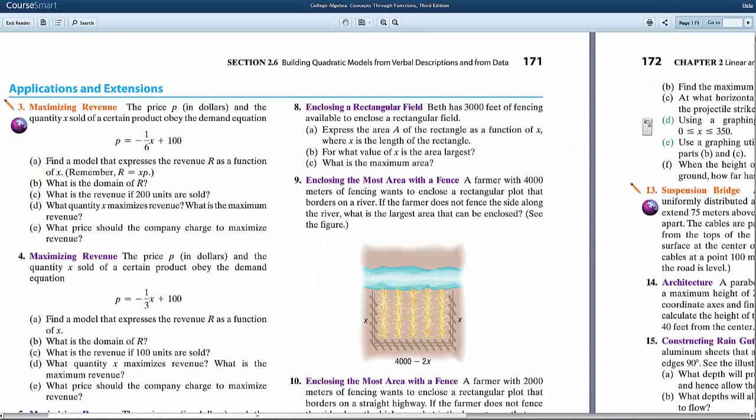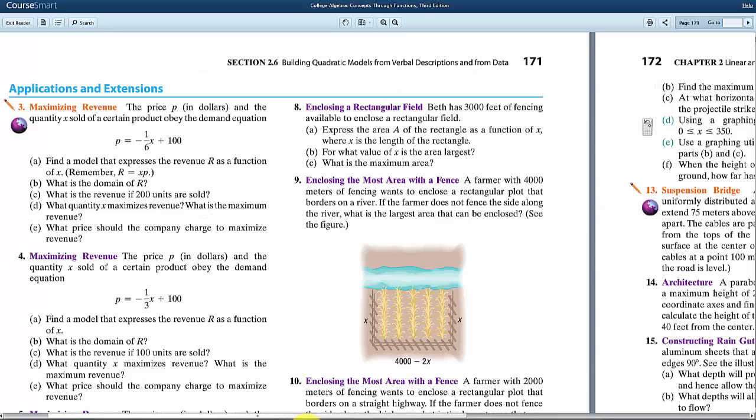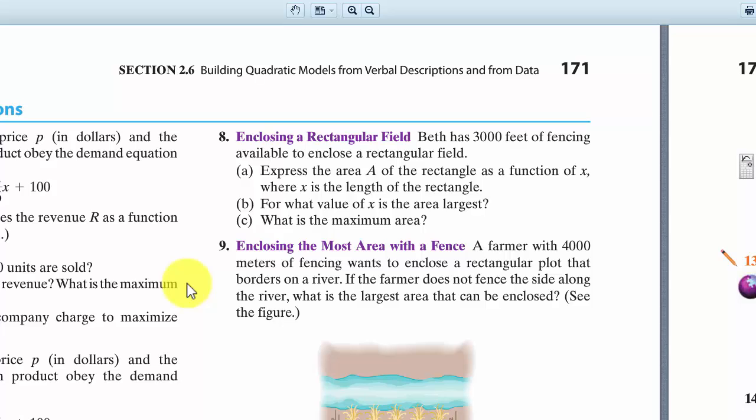So regarding our question here, let's make sure we're staying on track. Part A was asking for the area as a function of x. And again, we gave that to you. It was right here. We said that A of x is x times the quantity 1500 minus x. Part B is asking for what value of x is the area largest? And part C is asking what is the maximum area?